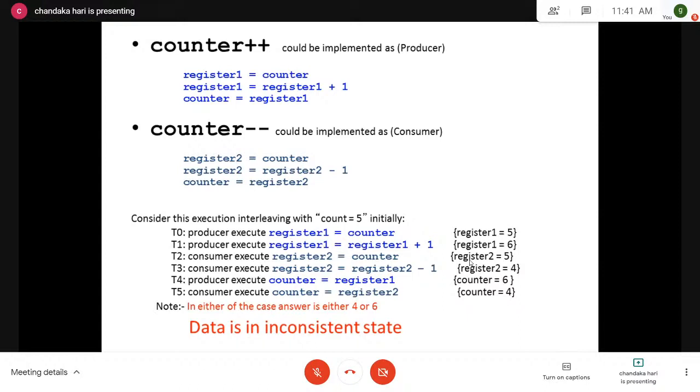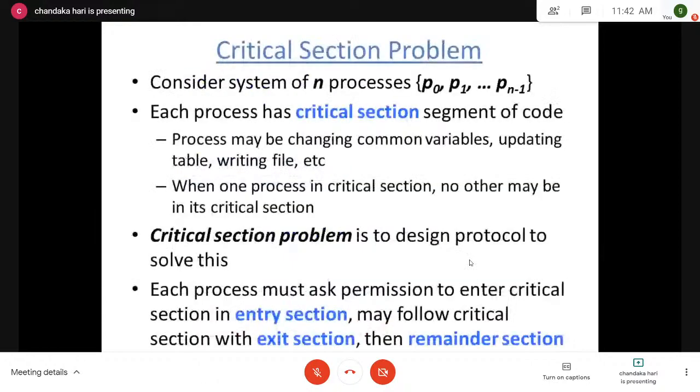Or otherwise, in time T4, consumer execute counter is equal to register 2 and producer execute counter is equal to register 1 at time T5. In either of the cases, your answer is either 4 or 6, but the original answer is 5. This is called data inconsistency.